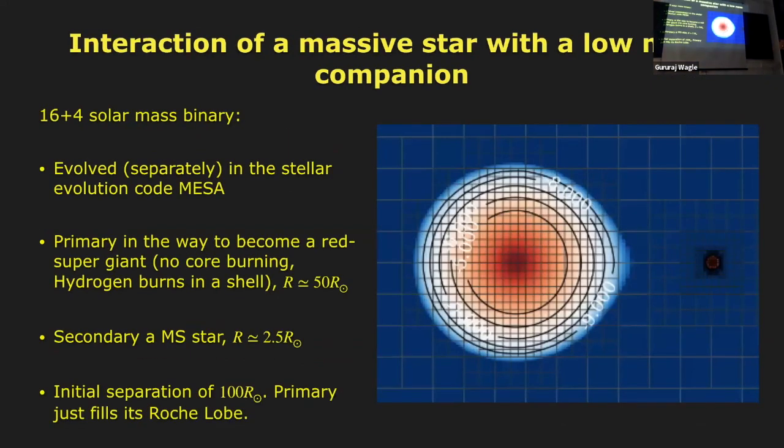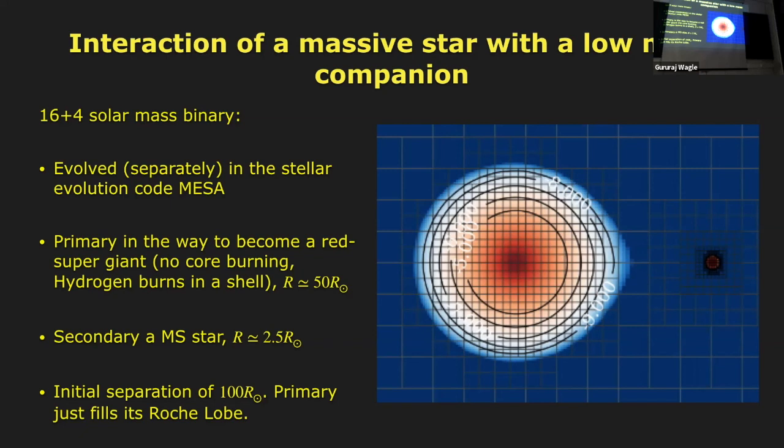So that is what we are doing. We have a binary which has a massive star: a binary of 16 plus 4 solar masses. We evolved each star in MESA separately, and then we imported the MESA profiles into Octo-Tiger, from 1D to 3D. The primary is on the way to becoming a red supergiant, so we don't have helium burning or hydrogen burning at the core, only in the shell. And the radius is as written. The secondary is a main sequence star, 20 times smaller than the primary.